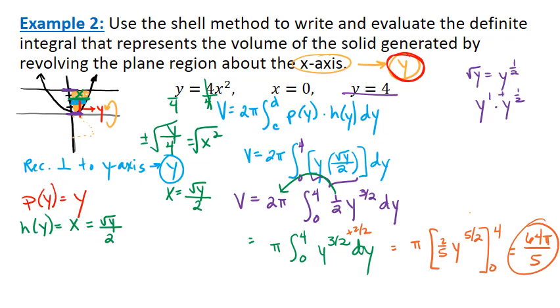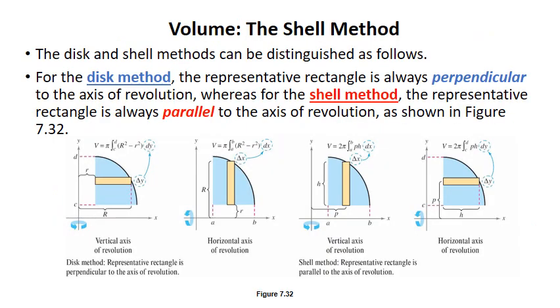So that wraps up the final example really of the shell method that I'll illustrate. But now I think it's important to be able to distinguish among the different methods. So looking at this, disc and shell methods are sometimes difficult to identify. So the disc method, I want you to remember that the rectangle is always perpendicular to the axis of revolution.